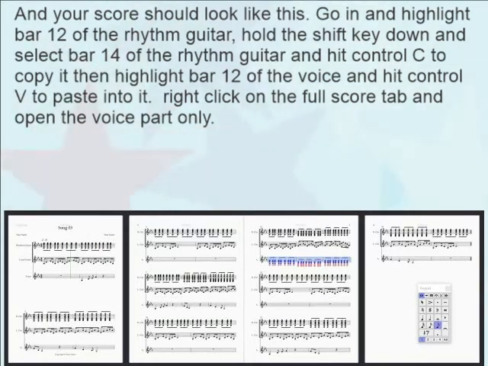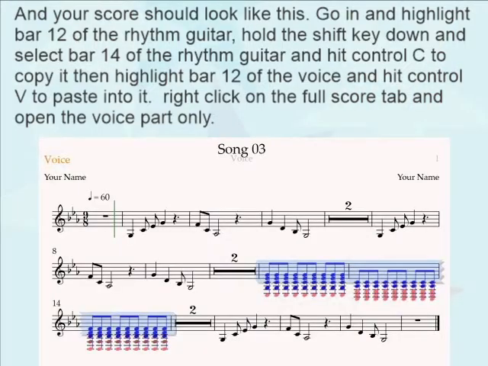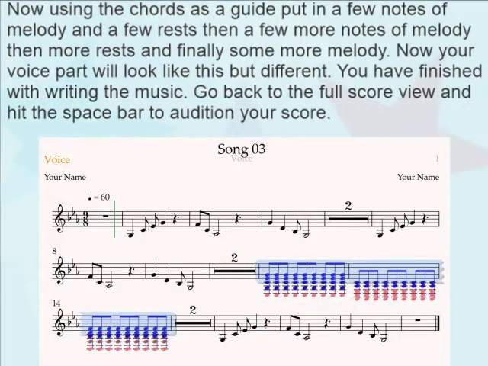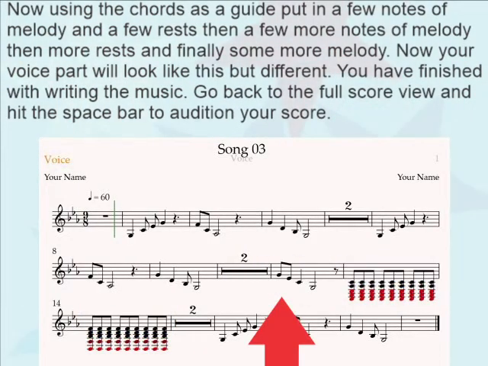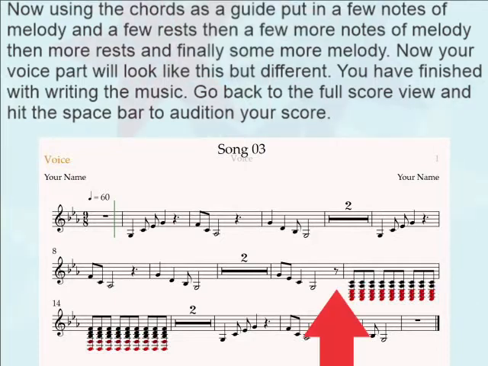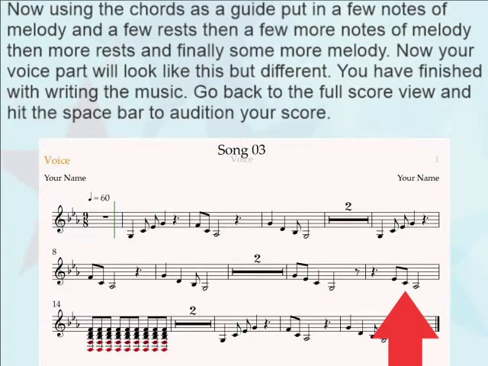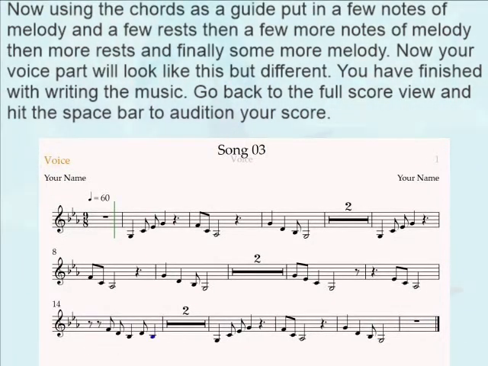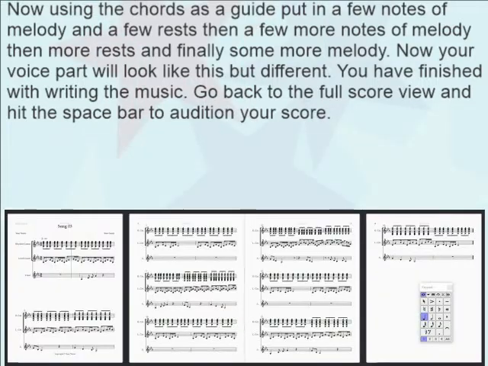Right click on the full score tab and open the voice part only. Now using the chords as a guide, put in a few notes of melody and a few rests, then a few more notes of melody, then a few more rests, and finally some more notes of melody. Now your voice part will look like this but different. You have finished with writing the music.